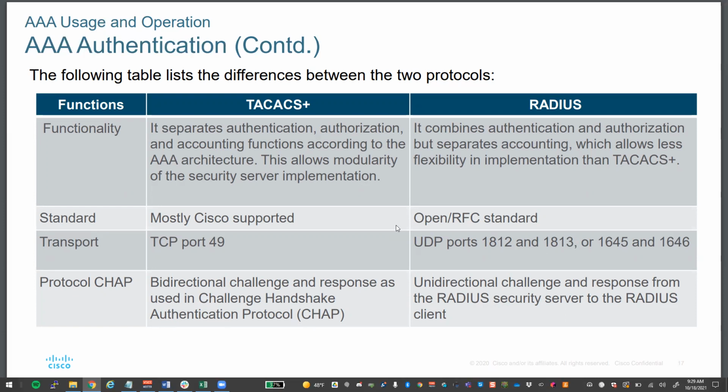TACACS is going to run on TCP port 49, where RADIUS will run on 1812, 1813, 1645, or 1646, depending on how it's deployed. Notice that that's UDP versus TCP. In a protocol like CHAP, or Challenge Handshake Authentication Protocol, it's bidirectional in TACACS, where it's unidirectional with RADIUS.